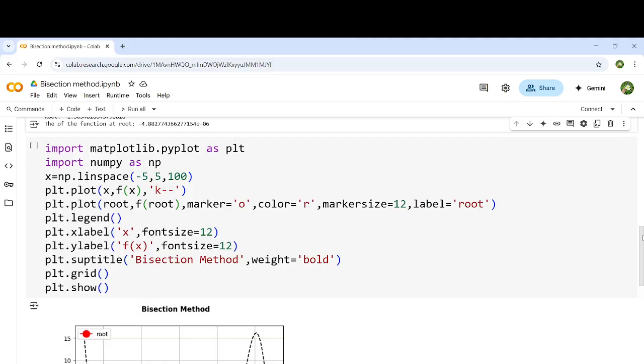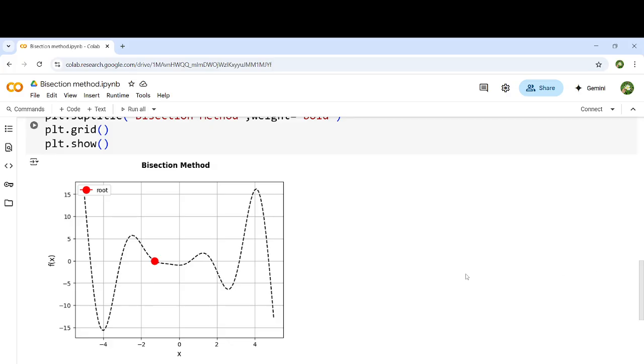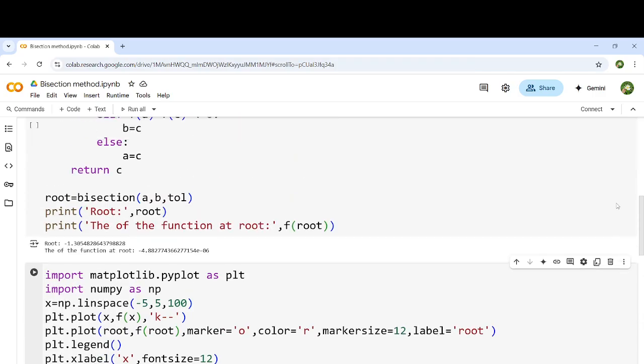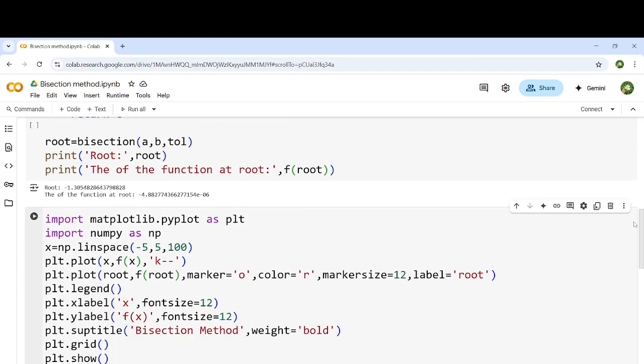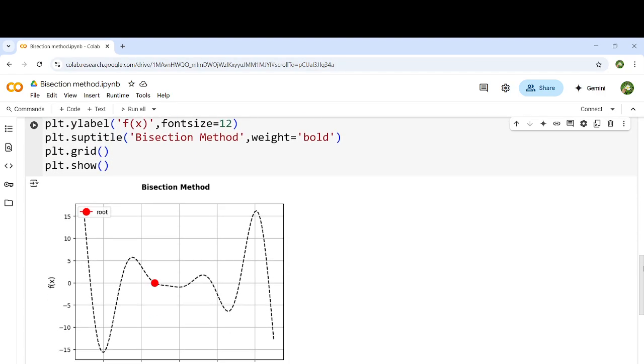Okay, so this is the plot of the function, and you see this is the x-axis and this is the y-axis, and the root lies nearly at minus 1.305. Okay, in this way you can also check whether the value of the root is correct or not.